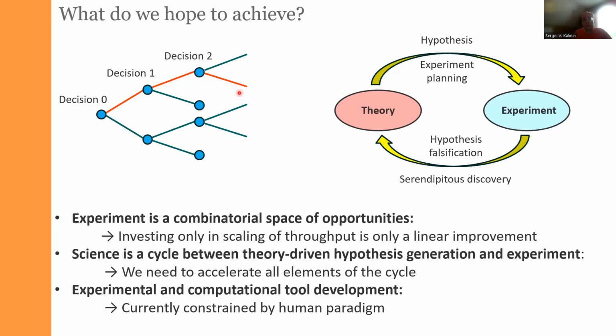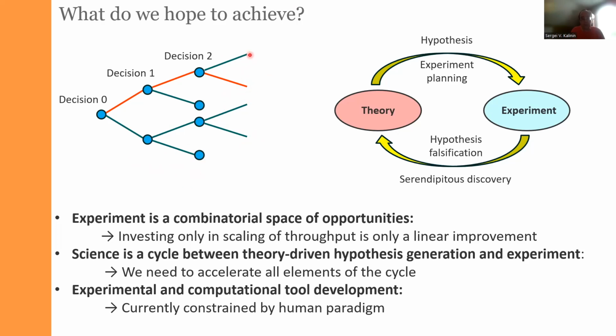That's actually the reason why in most cases we cannot invest in just accelerating the experiment, because if the number of possible decisions grows exponentially, investing in doing things fast can help us a little bit, but really not that much. The amount of new information that we learn is going to grow as the logarithm of your throughput, not even as a linear function.